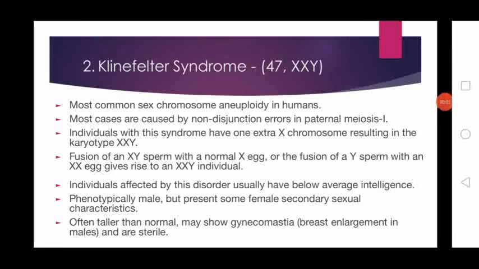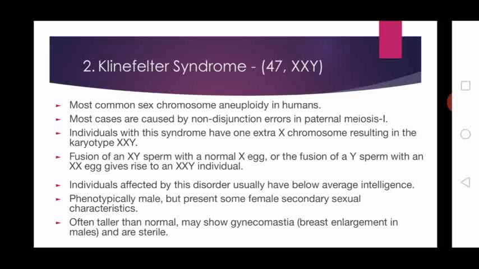Klinefelter syndrome. Klinefelter syndrome is one of the most common sex chromosome aneuploidies in humans. Most cases are caused by non-disjunction errors in paternal meiosis 1. Individuals with this syndrome have one extra X chromosome, resulting in the karyotype XXY.